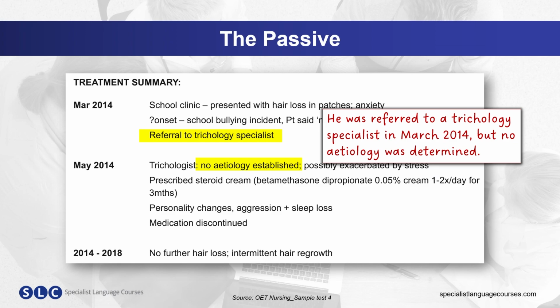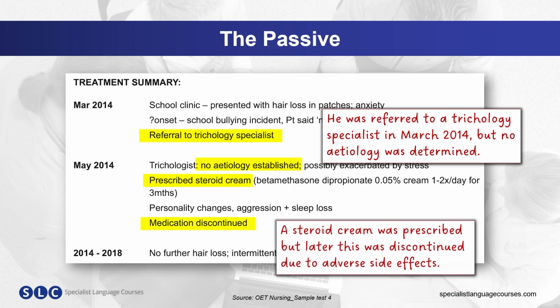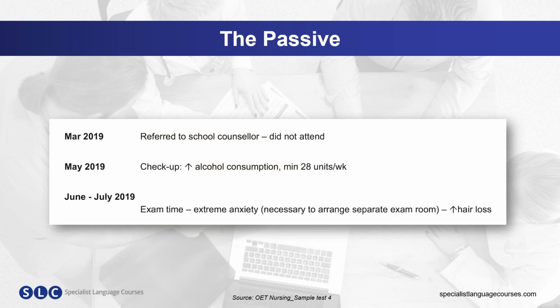Here we have what medication was prescribed and then later stopped. This is the information that the reader needs to know rather than who prescribed and stopped the medication. So we could say something like, a steroid cream was prescribed, but later this was discontinued due to adverse side effects. Now look at the next section. Which information could you express using the passive?